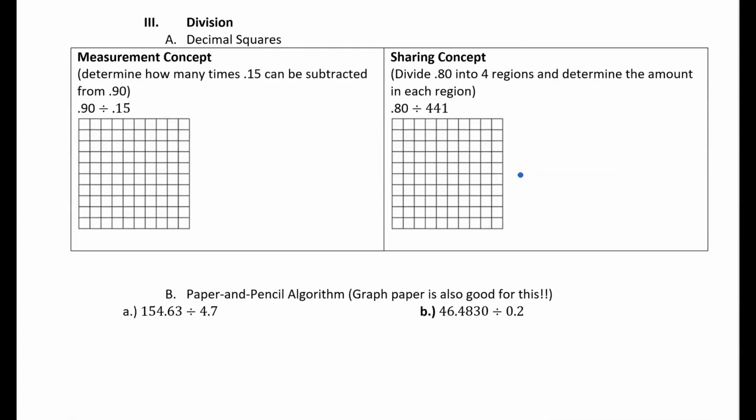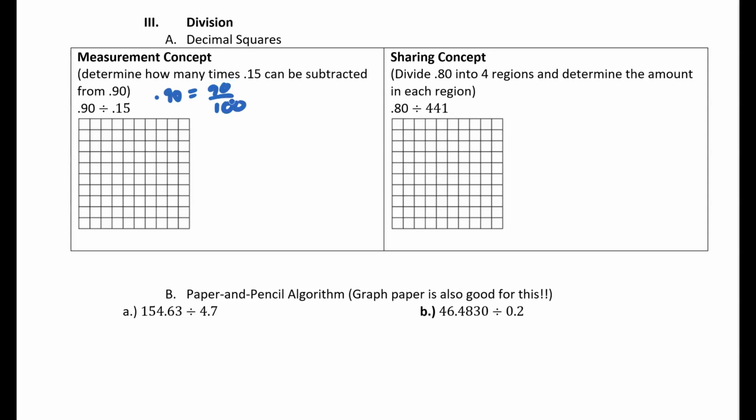So now let's move on to division. We're going to start with the decimal squares, and then we'll talk about how to do it longhand, and then we'll also talk about powers of 10. So let's do this example, 0.90 divided by 0.15. So 0.90 is the same thing as 90 hundredths.